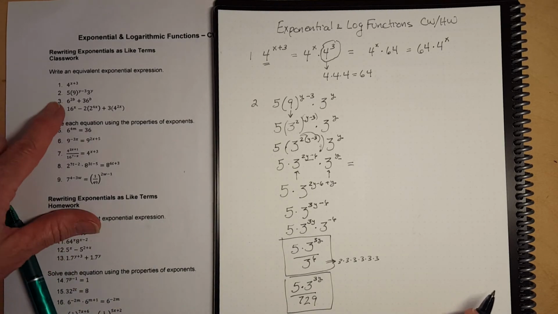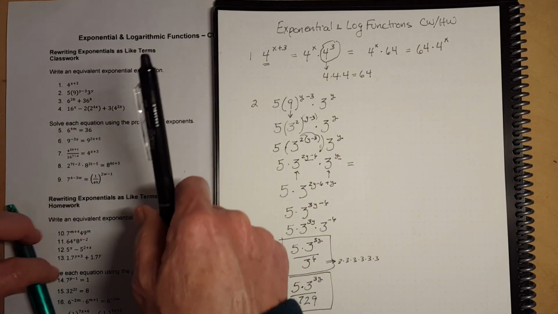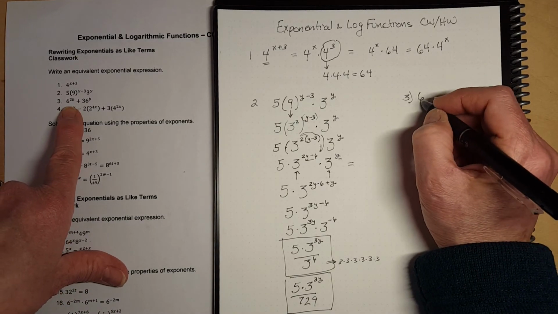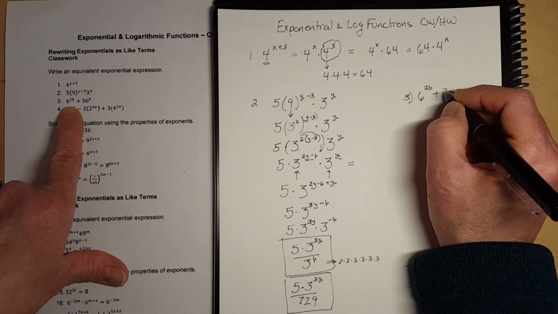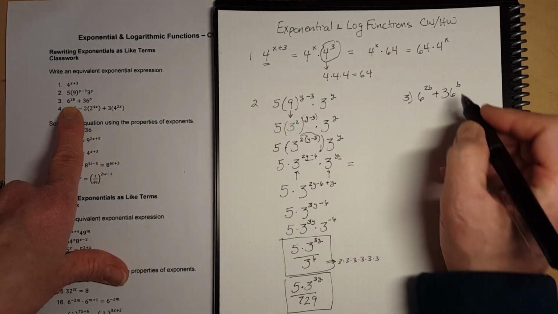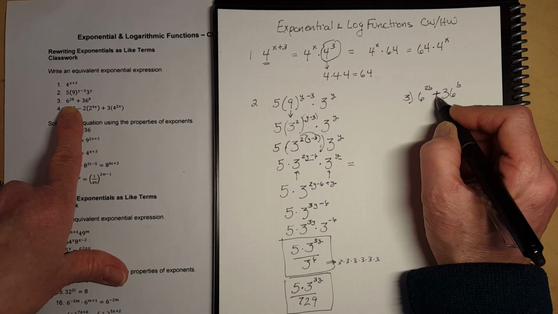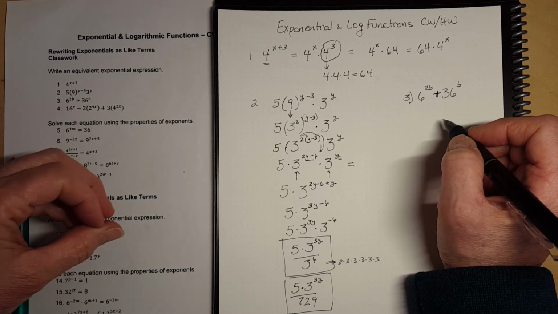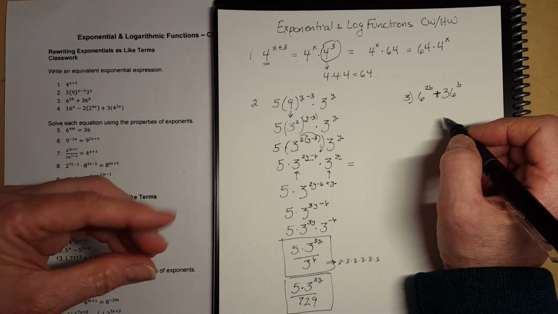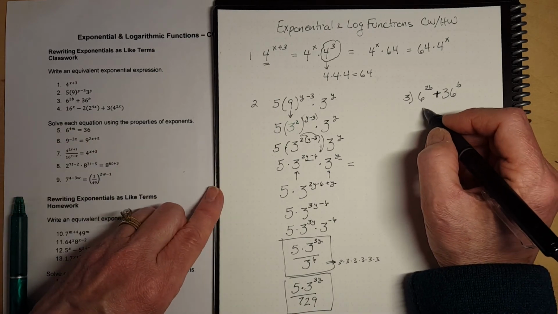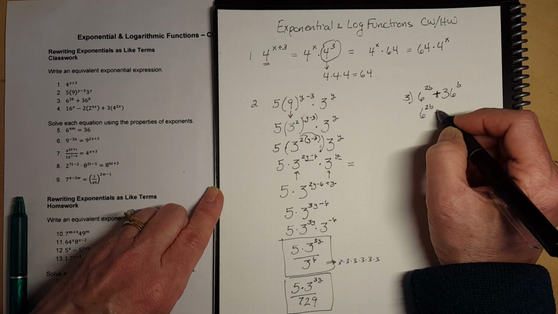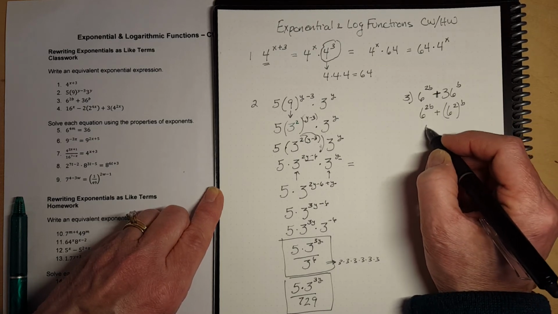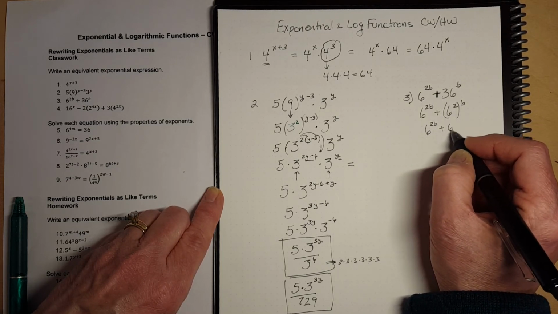Okay, next one, number 3. And I'll do it over here. We have 6 raised to the 2b plus 36 raised to the b. I'm looking for a common base. I'm adding these. I'm not multiplying. And so when we're adding them, we're looking for a common base, and then we're going to treat it like an algebra expression where the base is the variable. And so we have 6 raised to the 2b plus 36 is 6 squared raised to the b. And so we have 6 raised to the 2b plus 6 raised to the 2b.